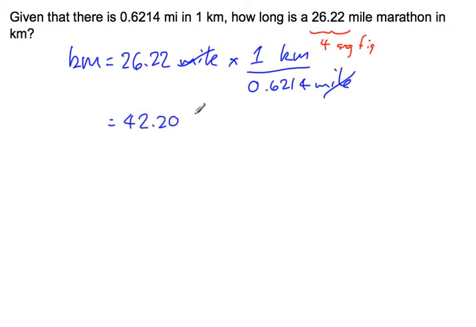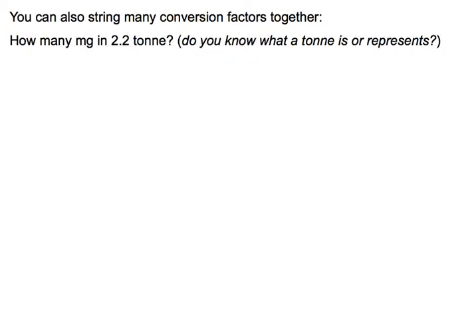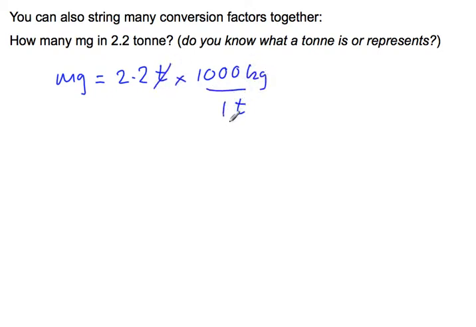Now, the other thing you do is string along conversion factors. And once again, you should be able to do this. Some of these relationships you already know. So we're looking for milligrams in a ton. Well, 2.2 ton. A metric ton equals 1,000 kilograms. So that's going to be what we multiply by first. We want to get rid of ton and get into kilograms. So that's 1,000 kilograms per 1 ton. Ton divides out, times, well, 1,000 grams in 1 kilogram.